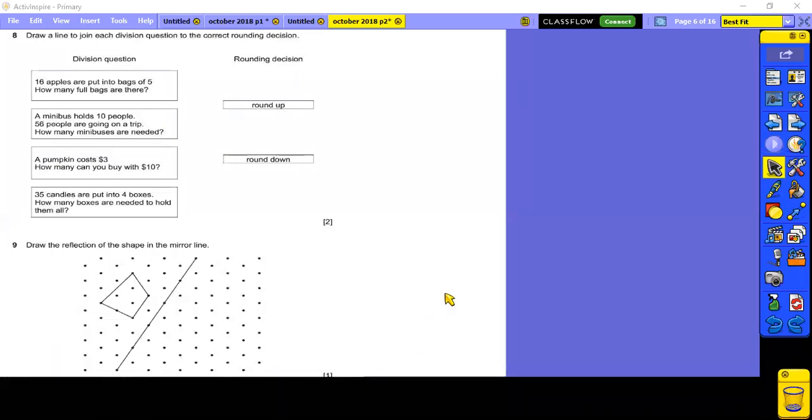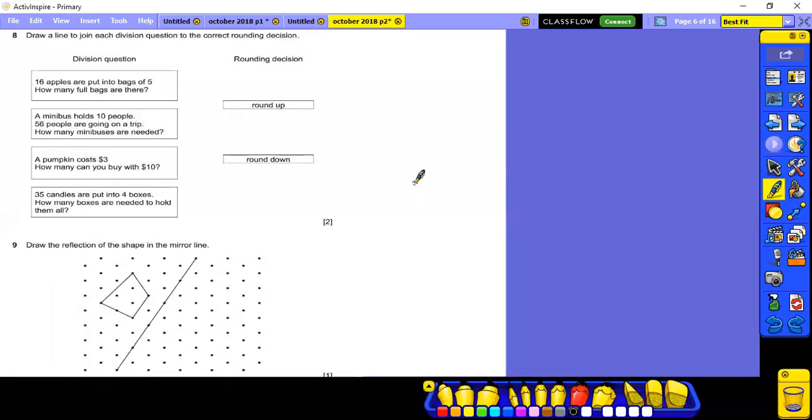Okay. Now, 16 apples are put into bags of 5. How many full bags are there? Full bags. I don't care about the rest of the apples. So in this question, we're going to round down, not up. Right. A minibus holds 10 people. 56 people are going. All the 56 people should go to the trip. How many buses are needed? So you will round up even if the answer is 5 and a remainder. So you should round up.